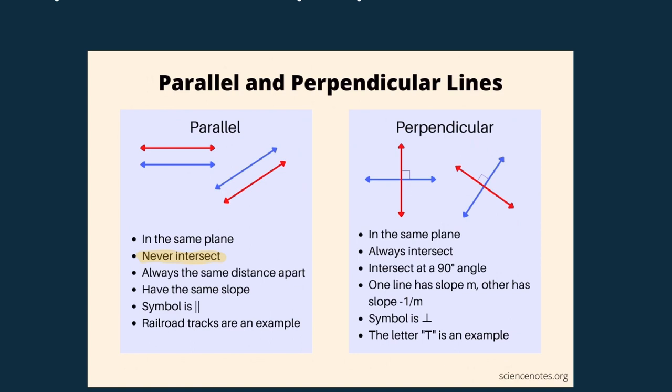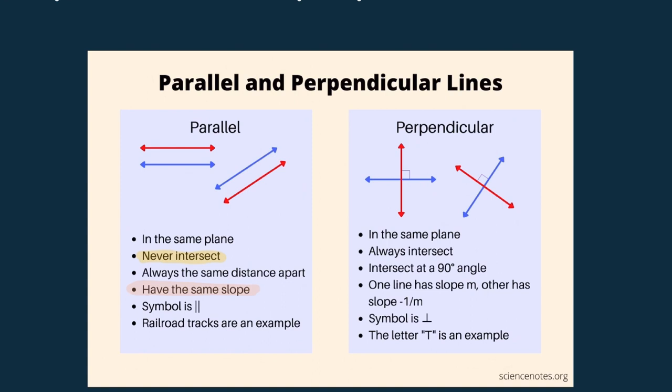This one is a very important meaning in this topic. They have the same slope or same gradient. So if they say line A is parallel to line B, what does it mean? It means line A and line B both have the same slope or same gradient.